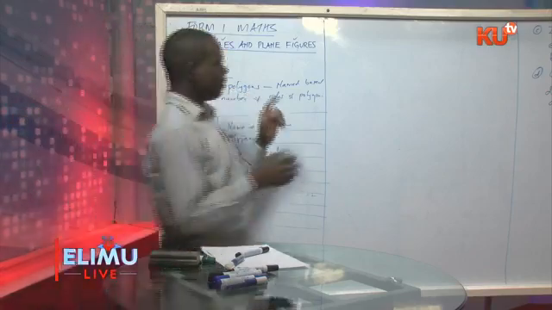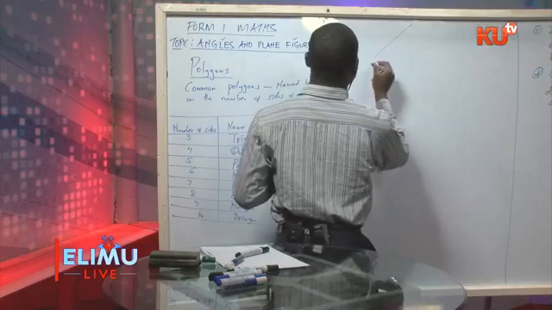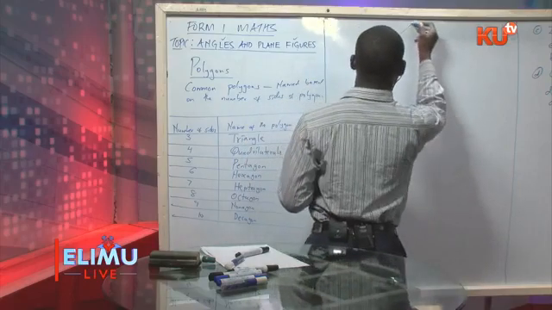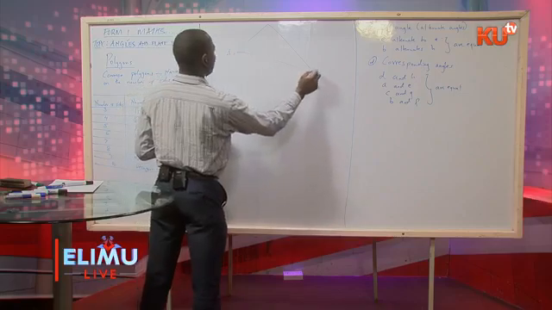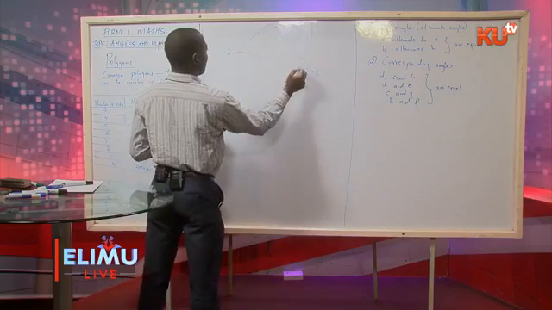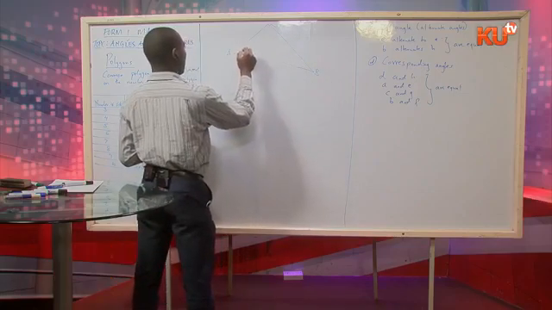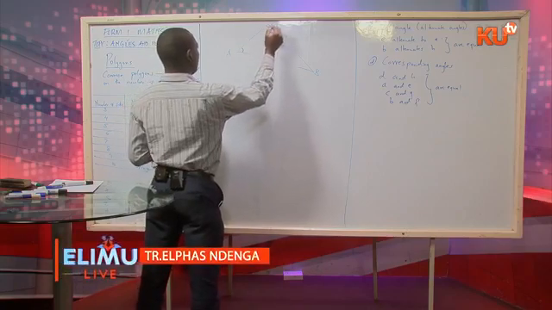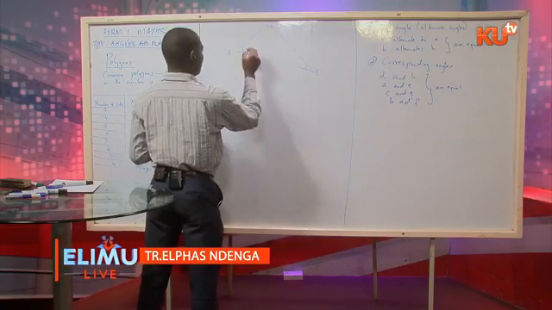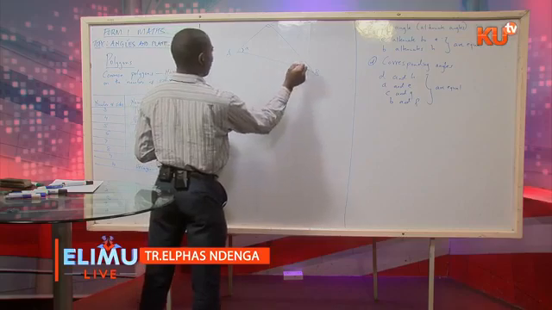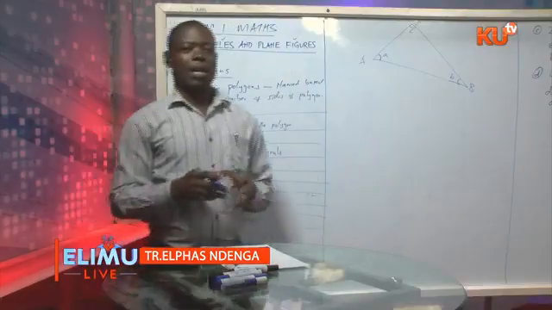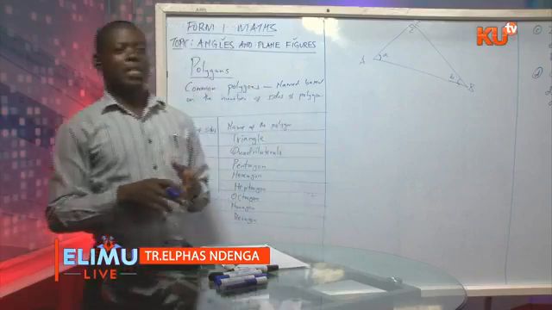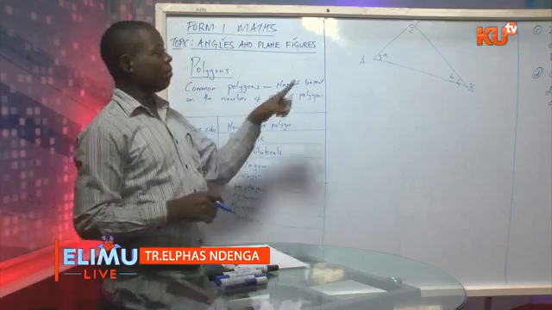Now, I've said that a polygon is bounded by more than 2 straight lines. Assuming this is my simple polygon, ABC. And this polygon, it has angles. Let's call this angle A, angle B, and angle C. Angles A, B, and C are within this polygon.